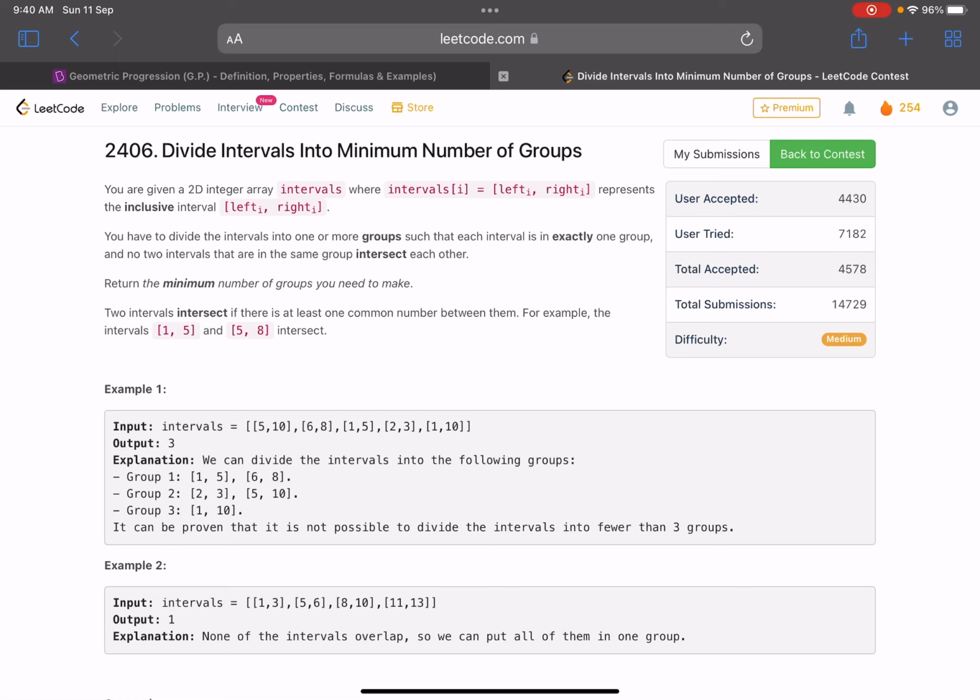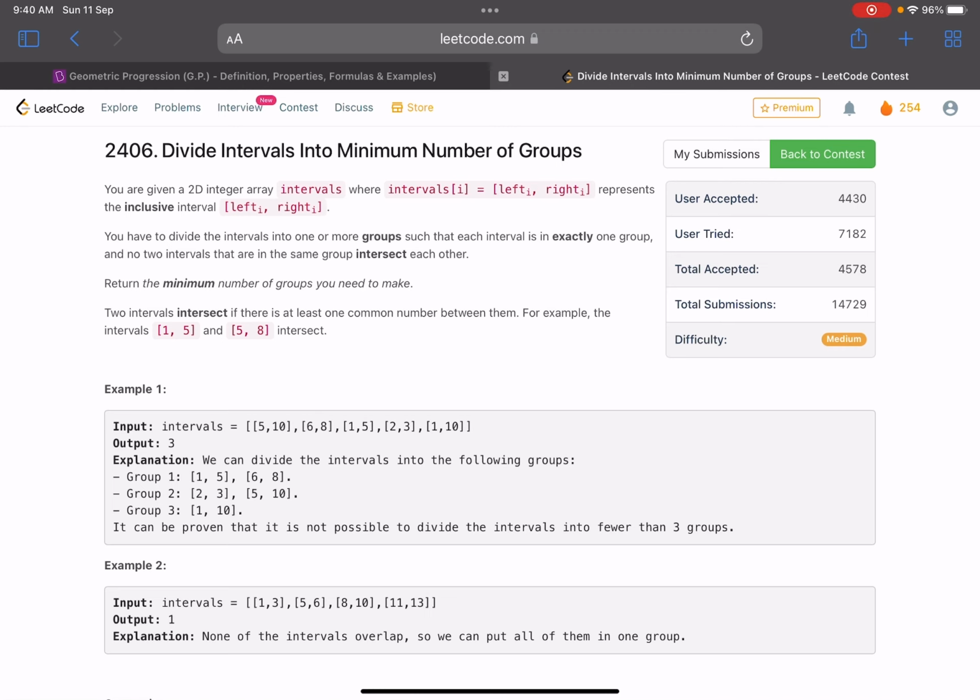You are given a 2D integer array intervals where intervals of I basically contains left of I and right of I. That represents the inclusive interval of left of I, right of I. That means both the numbers are also included in that particular interval.